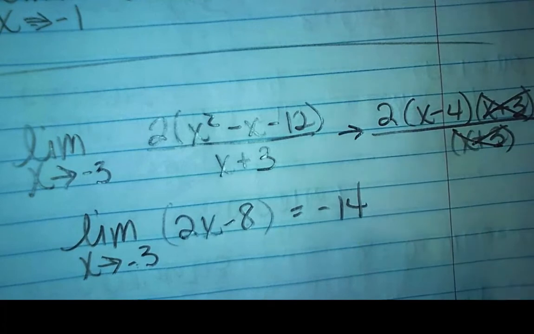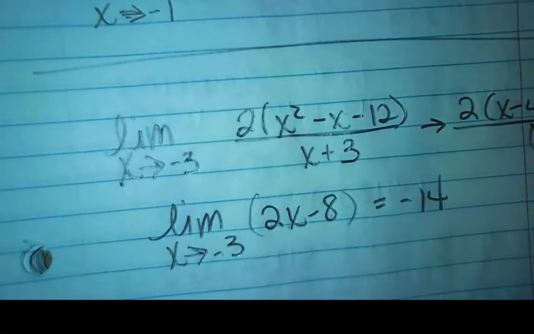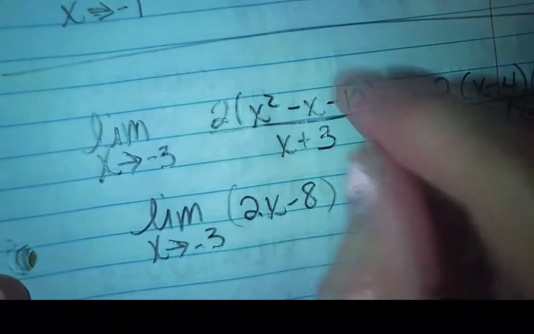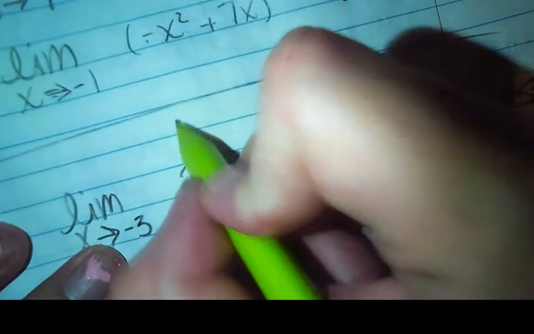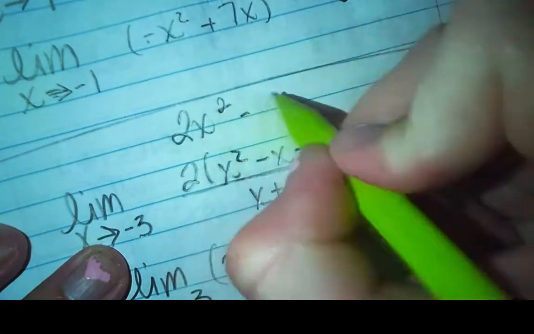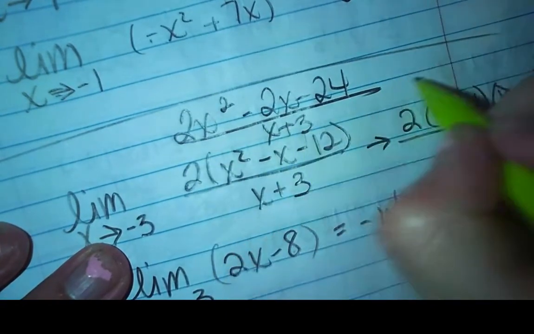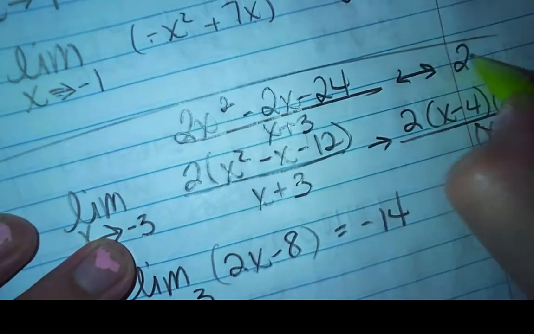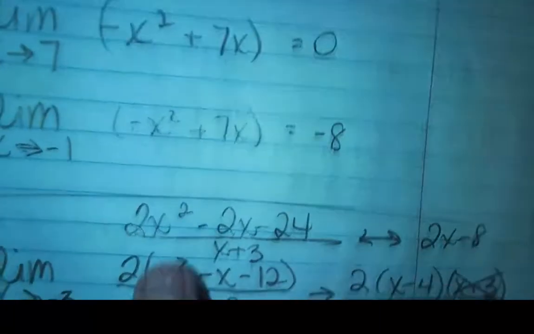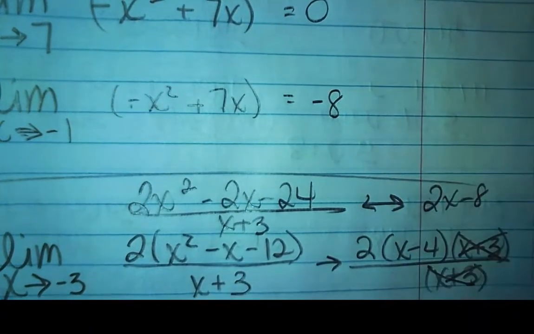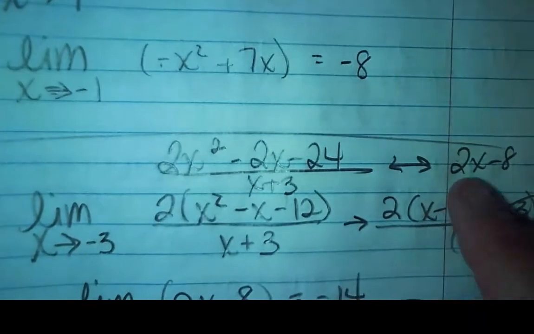So I've rewritten this so that it was possible for me to take the limit. Now let me tell you the magic of this thing. The difference between the original expression and this expression, which is 2x minus 8, the difference between the original and the reduced is one itty bitty thing. So let me show you what the difference is.